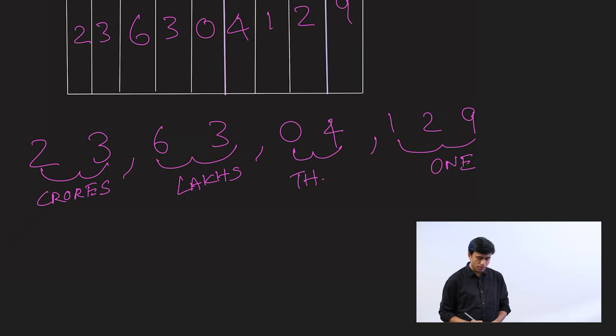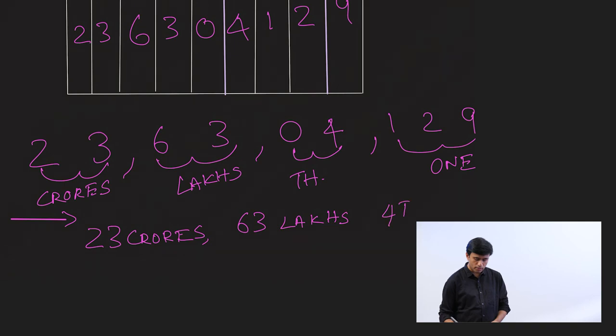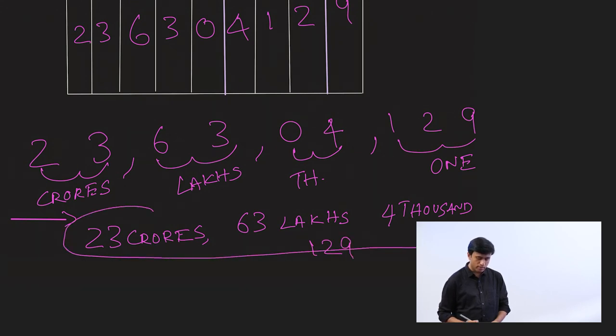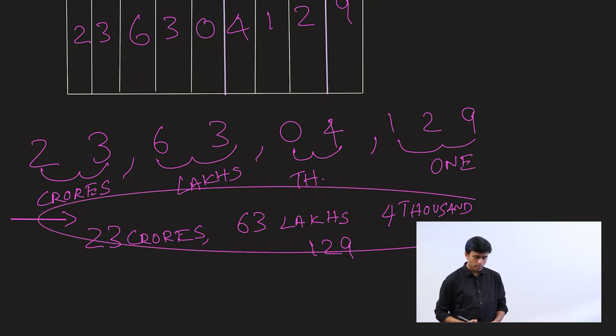Now let's just read the number. When you read the number, you read it from left to right. Let's go ahead. So the number is 23 crores 63 lakhs 4,129. That is how you read the 9-digit number. So what is the population of Uttar Pradesh? If somebody asks you that, you can say it is 23 crores 63 lakhs 4,129.